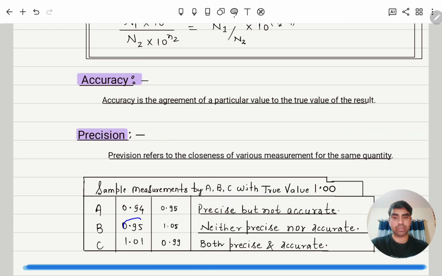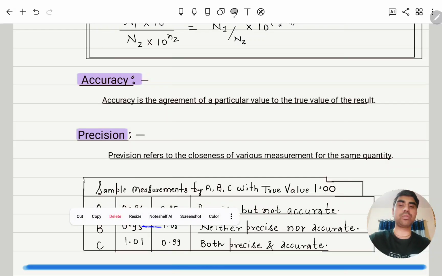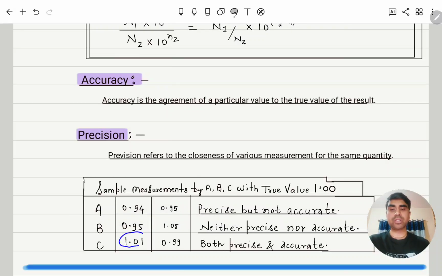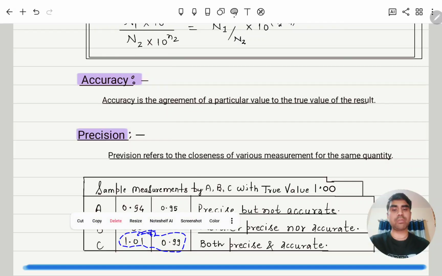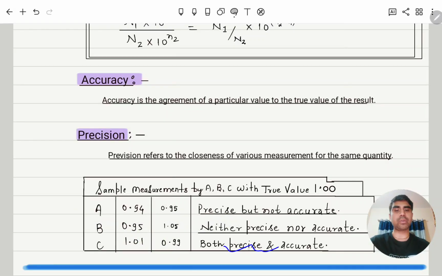Here you can see 0.95 and 1.05. Again here 0.5 difference, and here also 0.5 difference. In between there is one difference, right? So we can say they are neither precise, being close to each other, nor accurate with respect to the true value. But here you can see these two numbers are close to each other, and they are close to the true value also, meaning it is precise and accurate.